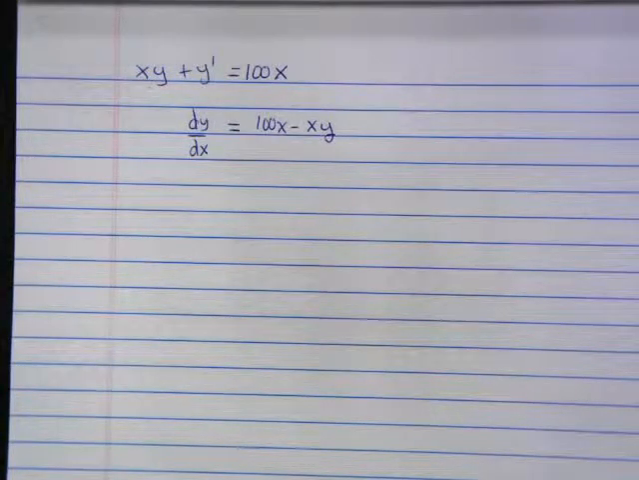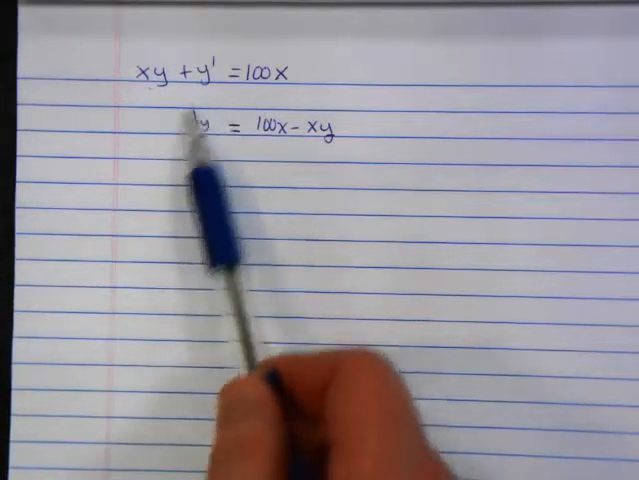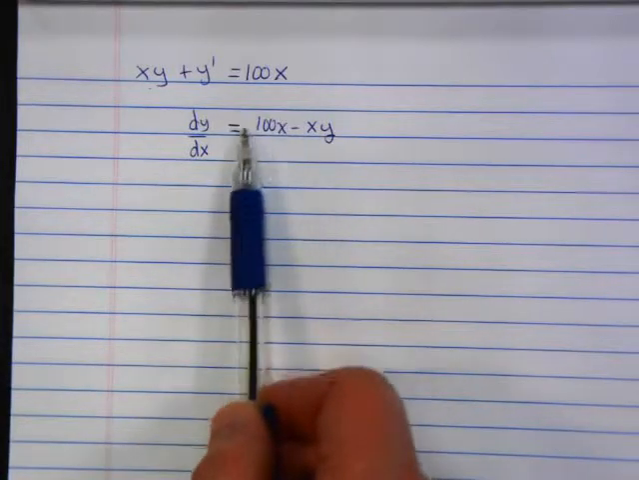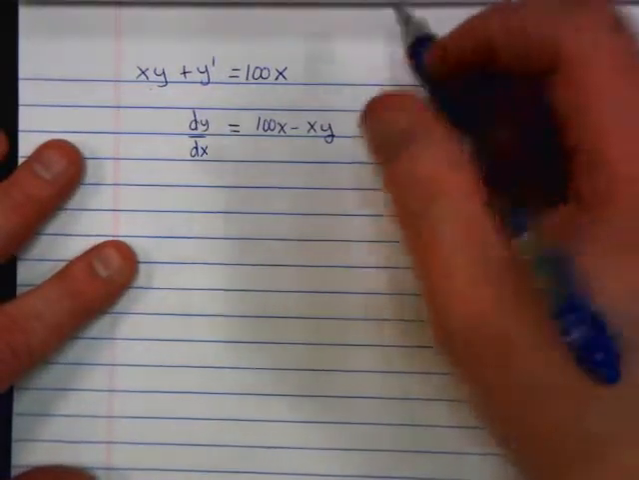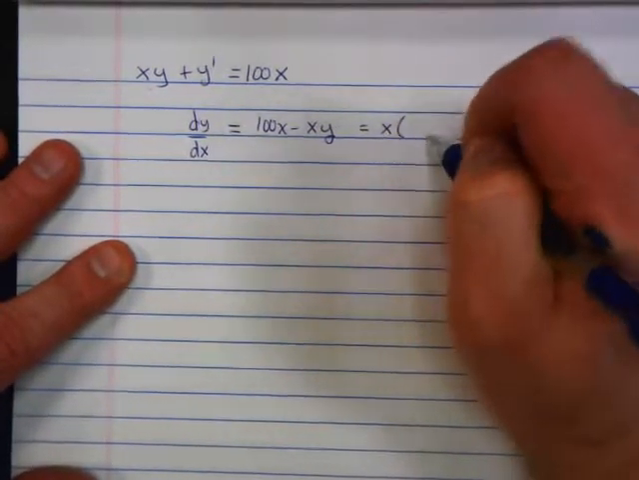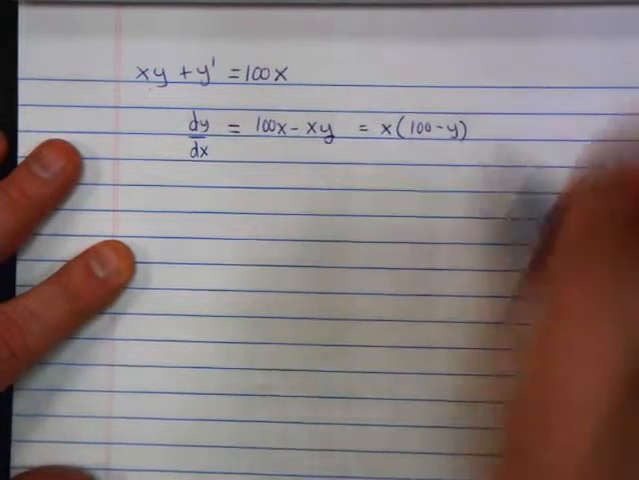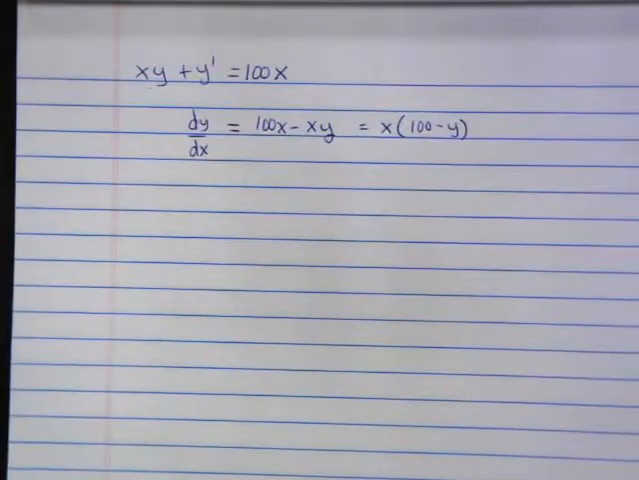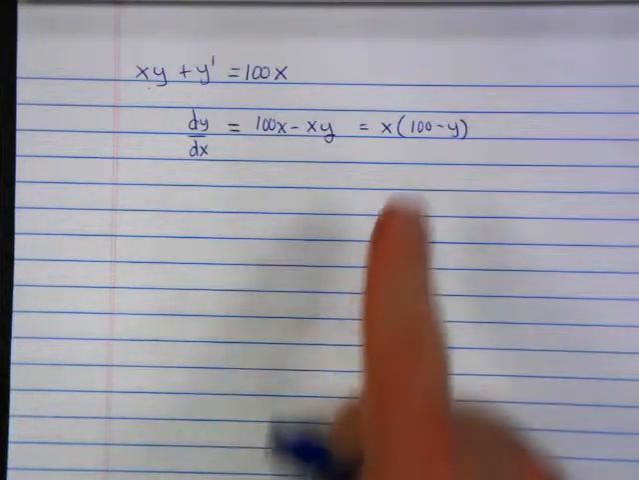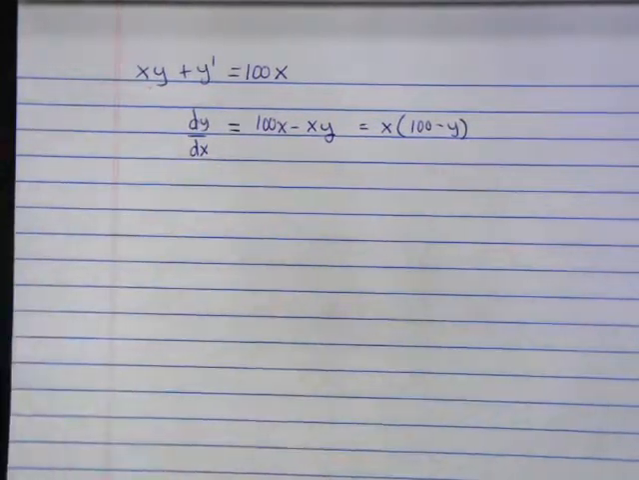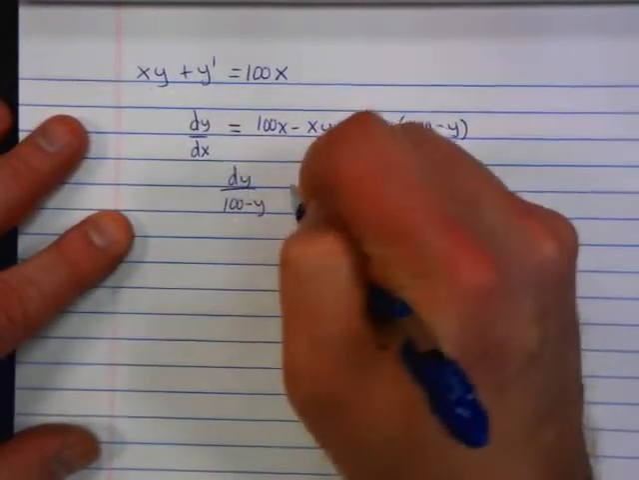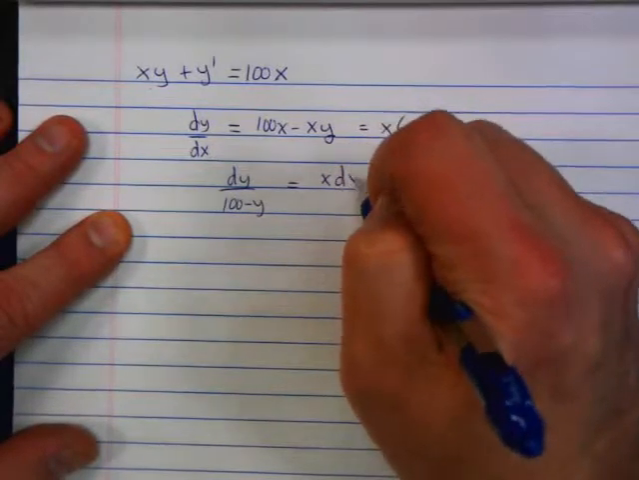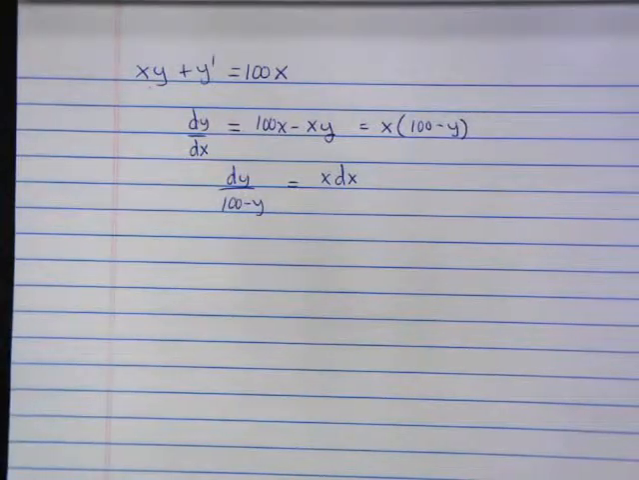So notice what you kind of want to do. You want to get the dy dx all by itself on one side, everything else on the other. What can you do with this thing on the right-hand side now? You can take out an x, and I'm left with 100 minus y. We divide both sides by 100 minus y. We multiply by the dx, and we have indeed separated our variables. So dy over 100 minus y equals x dx.